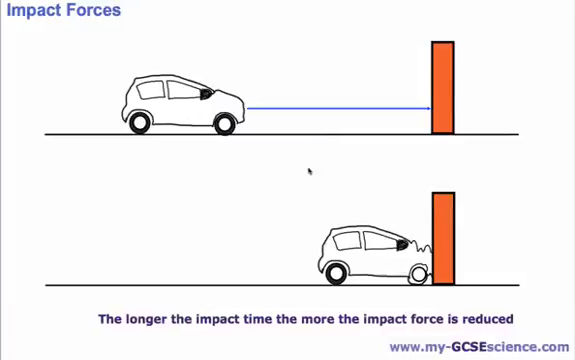So this car actually has what's called a crumple zone, and that's the area at the front of the car that's designed to collapse or crumple in a certain way. It's designed to maximize the amount of time it takes for it to collapse. So that means the longer the impact time, the more the impact force is reduced.